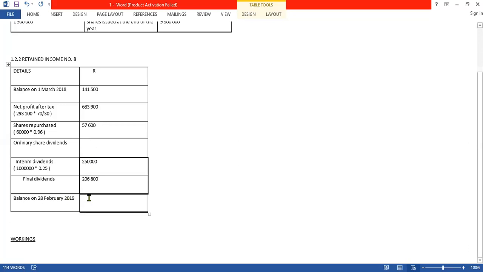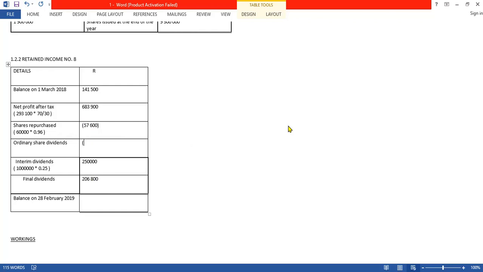So now that we have interim dividends and final dividends, we're just going to say interim dividends plus final dividends, and that gives us ordinary share dividends. Sorry, I forgot to put brackets; this has to be in brackets. So we're just going to say 250,000 plus 206,800.